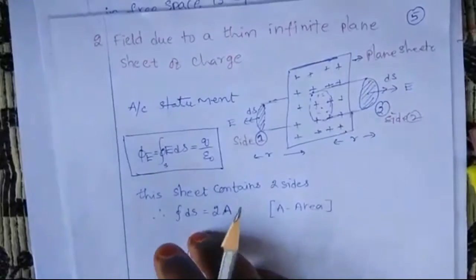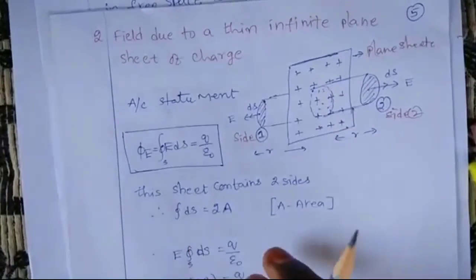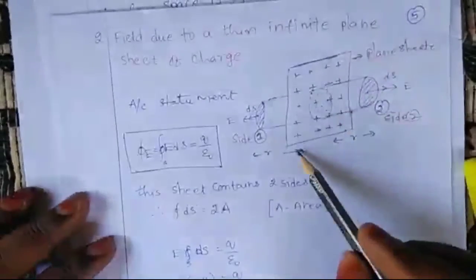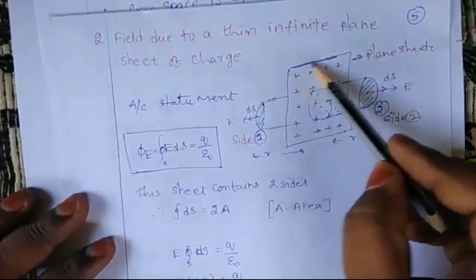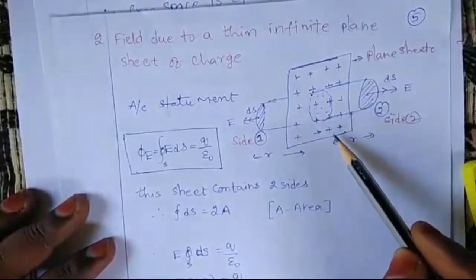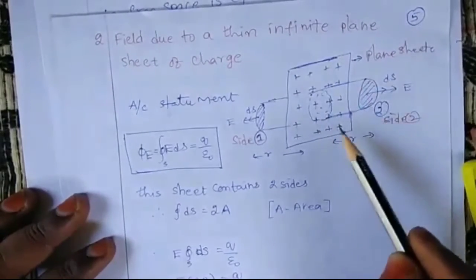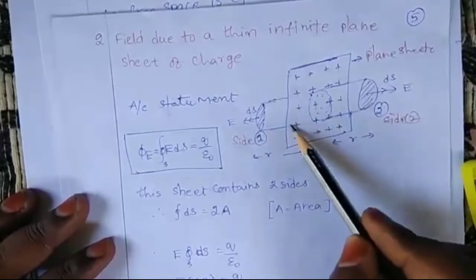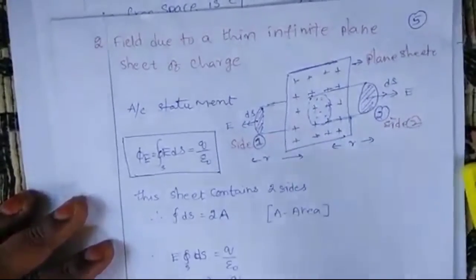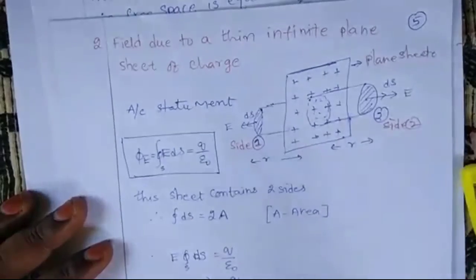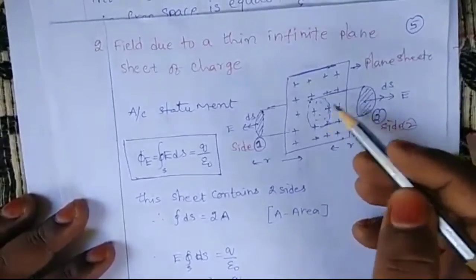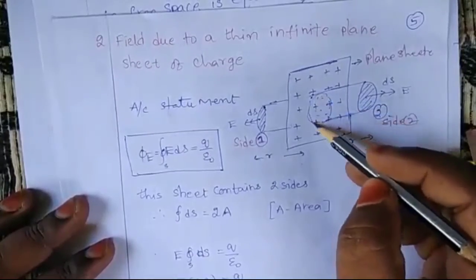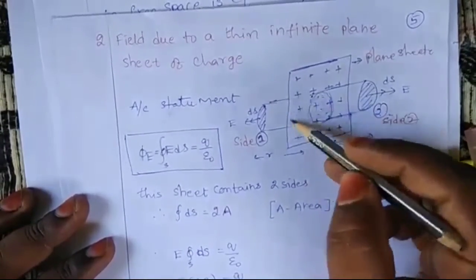Coming to the second application, the field due to a thin infinite plane sheet of charge. See here, this is the plane sheet. This plane sheet contains positive charges. This plane surface has two surfaces, an upper surface and a lower surface. Understand? There are two surfaces, upside and downside. So here we have two surface areas. This is the Gaussian surface: one surface here, one surface downside.